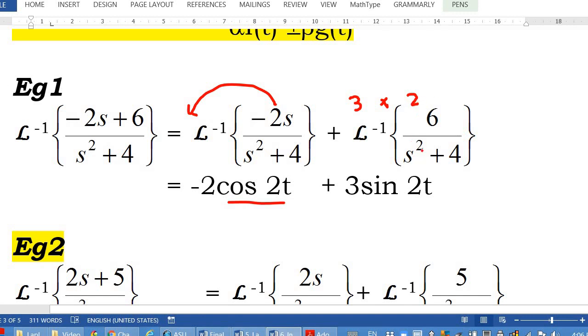You will get 2 over s squared plus 4, and its inverse Laplace is actually sin 2t. So this is the result.